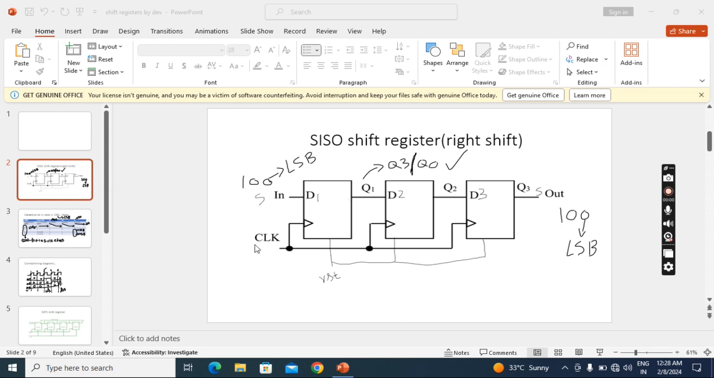Okay, so here I connected the clock, a positive clock, and I connected reset also. Okay, we can use any clock, positive or negative. We can use any reset, positive or negative, no issue.